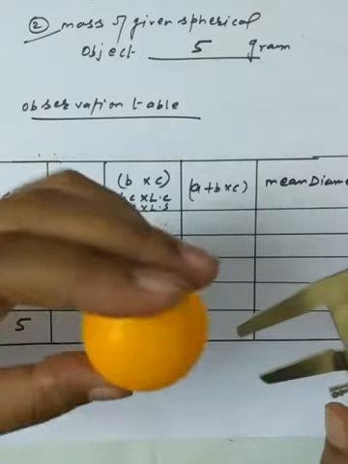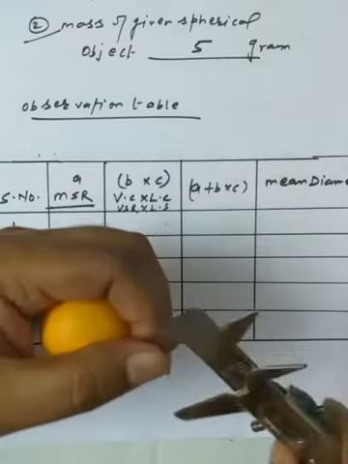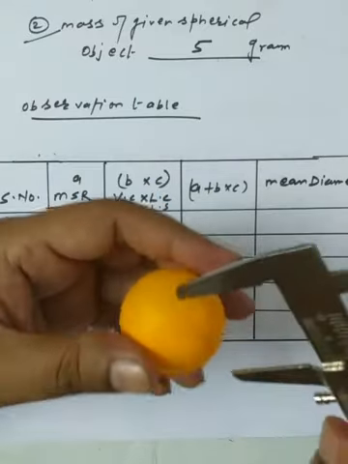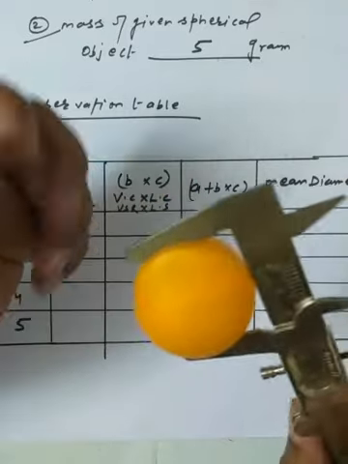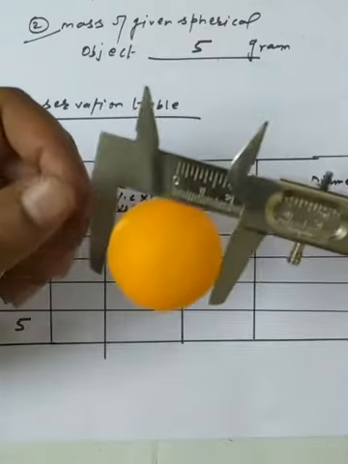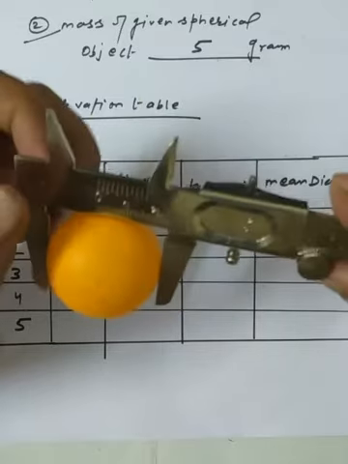We have to take one of the balls, or whatever object has been given inside the lab. Now I am keeping the jaws of the vernier calipers on the ball. Okay, so it looks like this. Now what is the task we have?